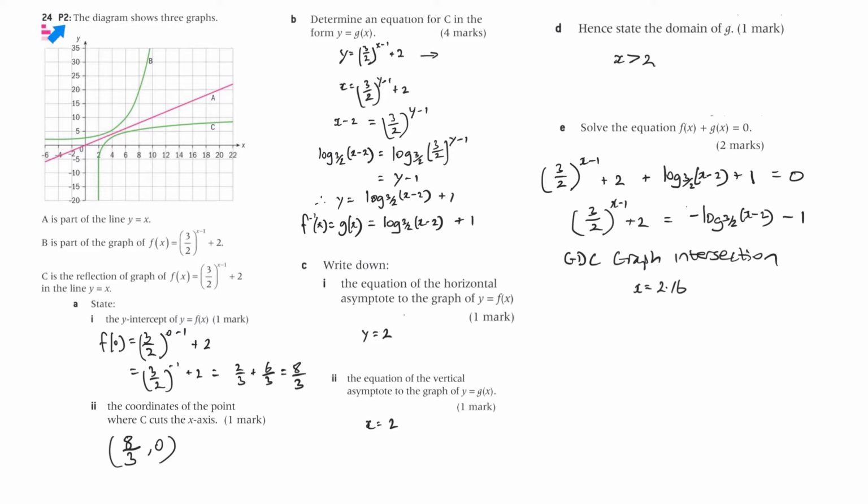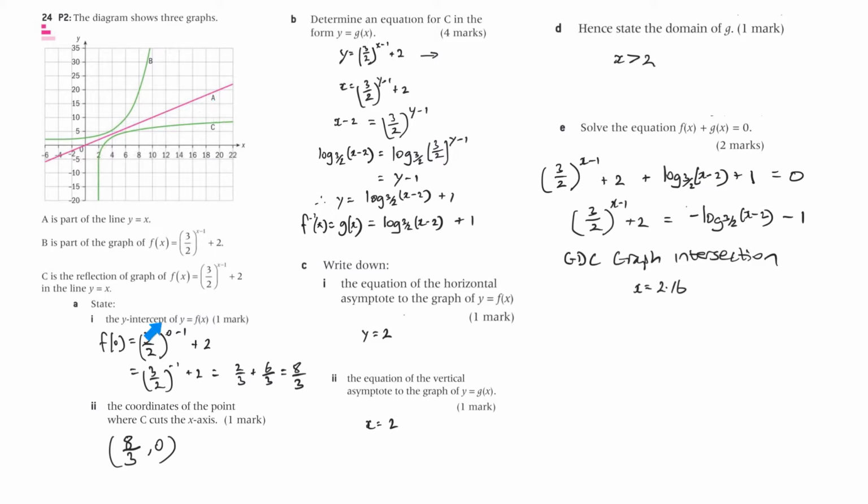Question 24, it's a paper 2 question. The diagram shows 3 graphs. Y equals x, that's that line there, that's function A. B is this function here, which they've called B, and this is the reflection of that function, and that's labelled C. It's reflected in the y equals x axis.